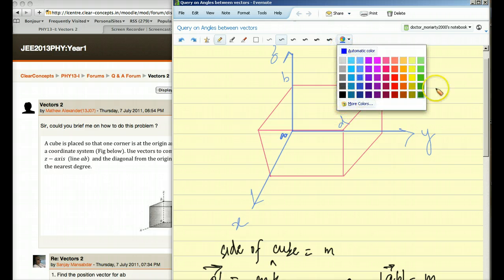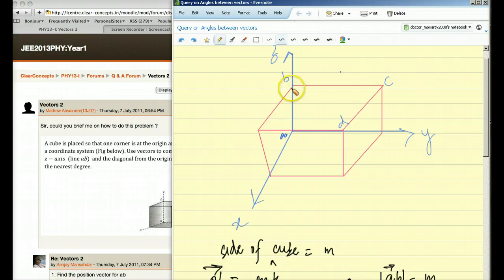Let's see what is the angle we want first of all. Okay, first this is AB, this is one vector, and this vector along the diagonal is AD. Okay, we want this angle theta. So the first job is to write down the two vectors AB and AD.